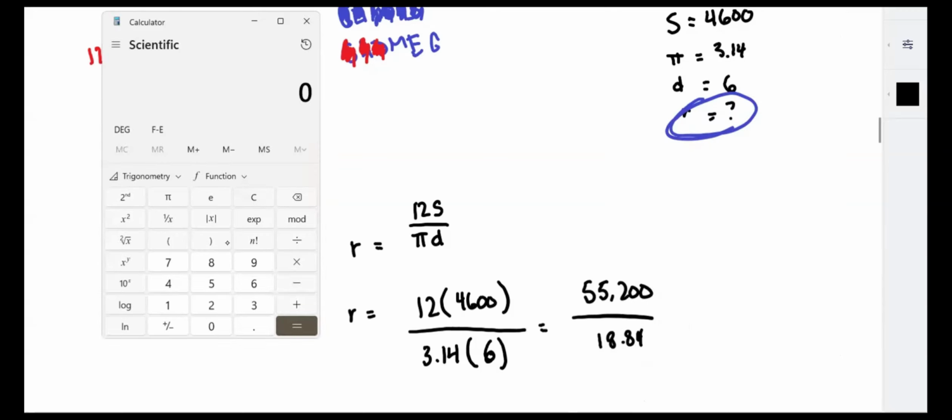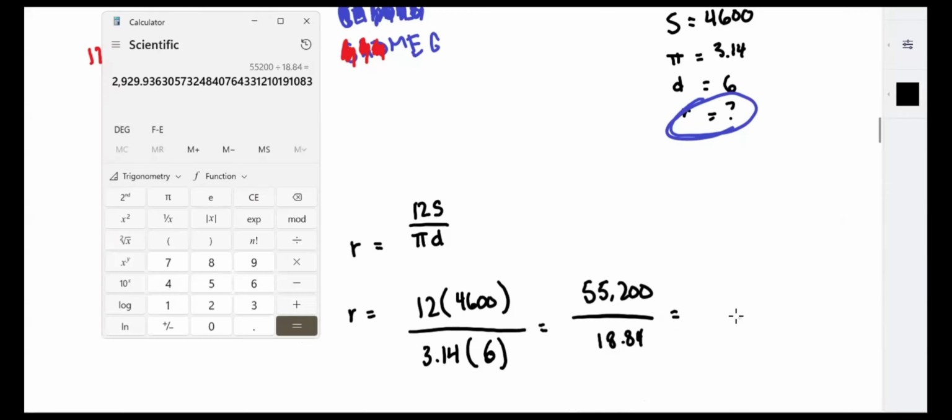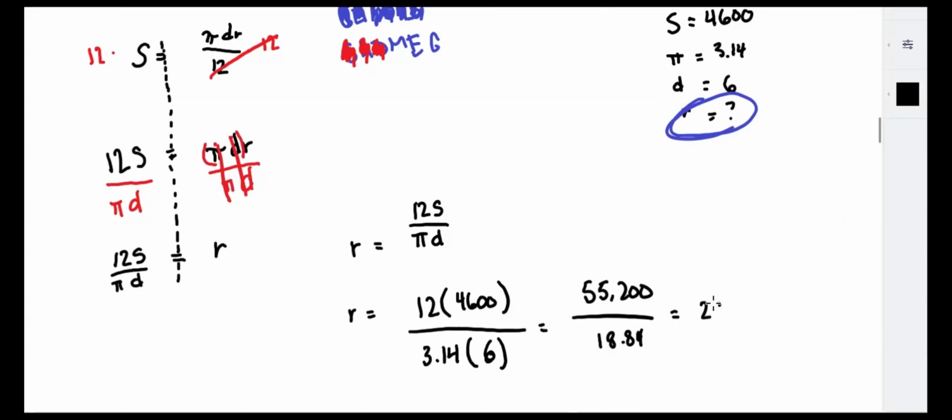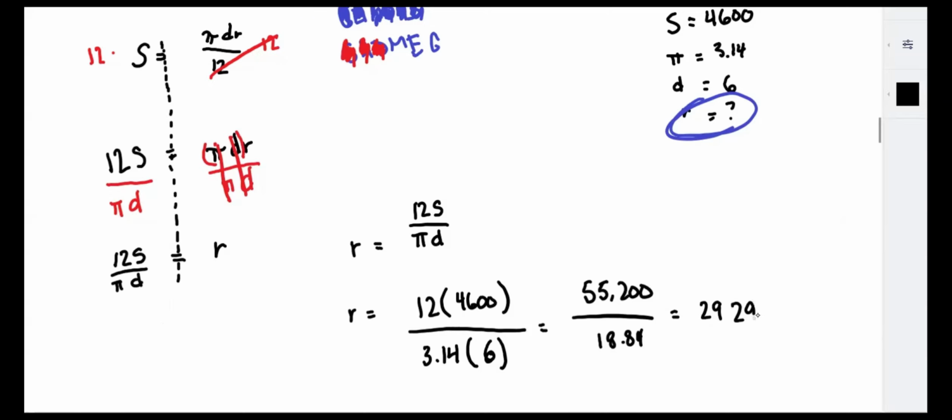I can do division here. I can do 55,200, and I can divide that by 18.84. Okay, not great, but that's the last of the math that I have to do. So let me write down a few of the digits here. I'm not going to write them all down. We have 2,929.9. So that is what I get when I plug in all of my values.